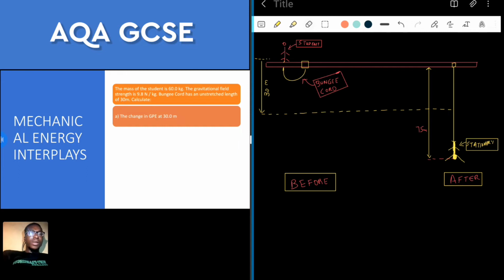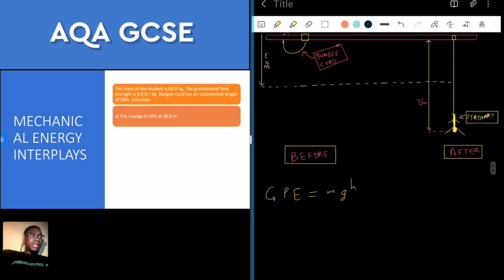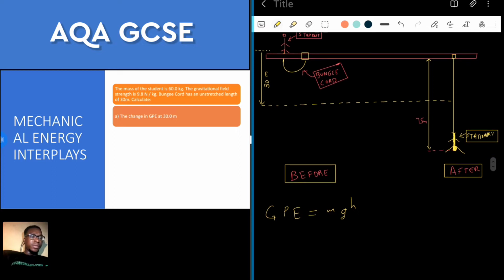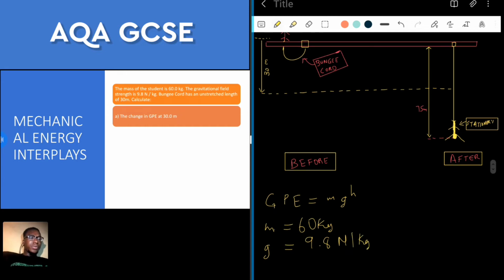Okay, so calculate the change in GPE. GPE is the gravitational potential energy. And what's the formula for GPE? The formula for GPE, that's gravitational potential energy, is mass times acceleration due to gravity times height. And then let's see what we got from the question. We've got the mass of the student as 60 kilograms. We've got the gravitational field strength as 9.8 newtons per kilogram. What else? We've got the height as 30 meters.